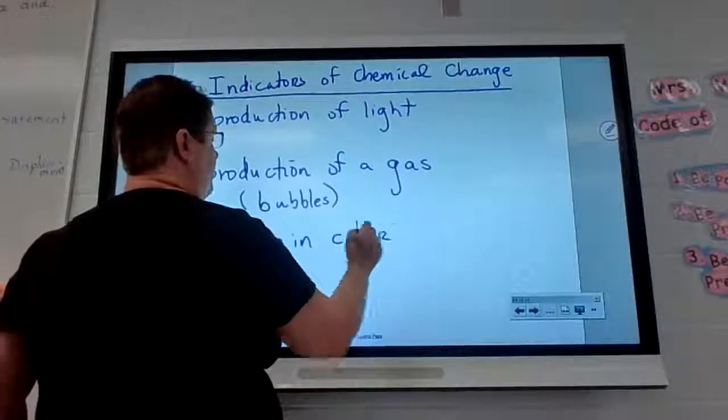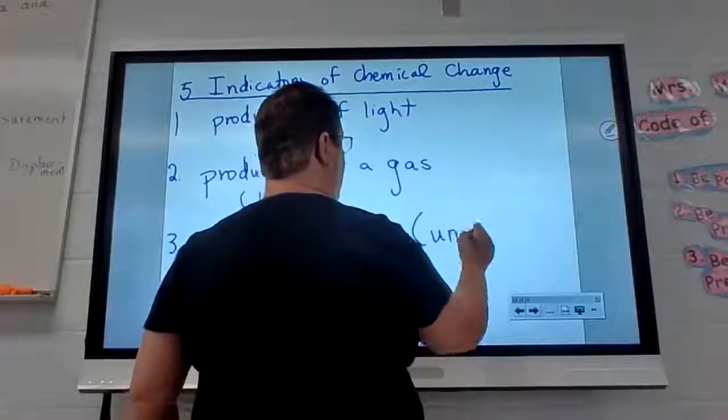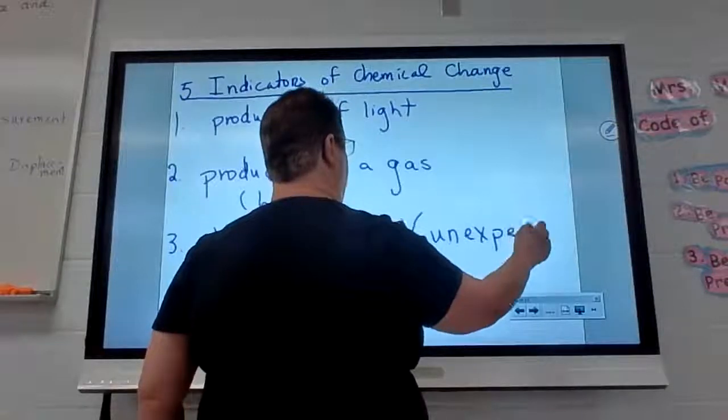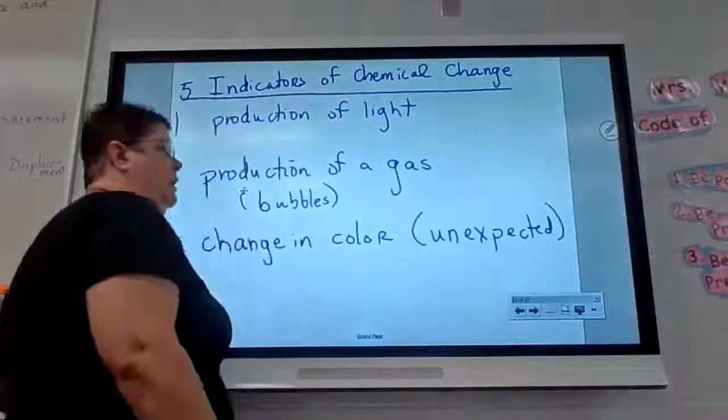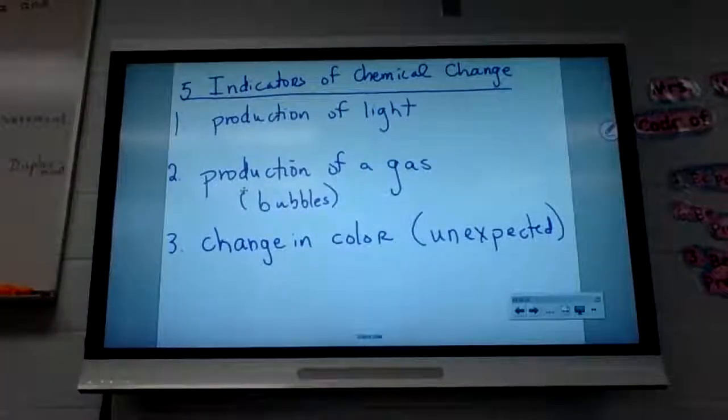Change in color. Now, I have to preface this by saying it has to be an unexpected change in color. Now, when I say unexpected, and I ask a question like leaves changing color, people go, oh, we expect the leaves to change color, Miss Wall. That happens every year. That's a chemical change also because the chlorophyll dies off in the plants, and that undergoes a chemical change I learned about last year in biology. Don't ask me to explain that. I've not had biology since 1989, so I certainly do not remember the process.